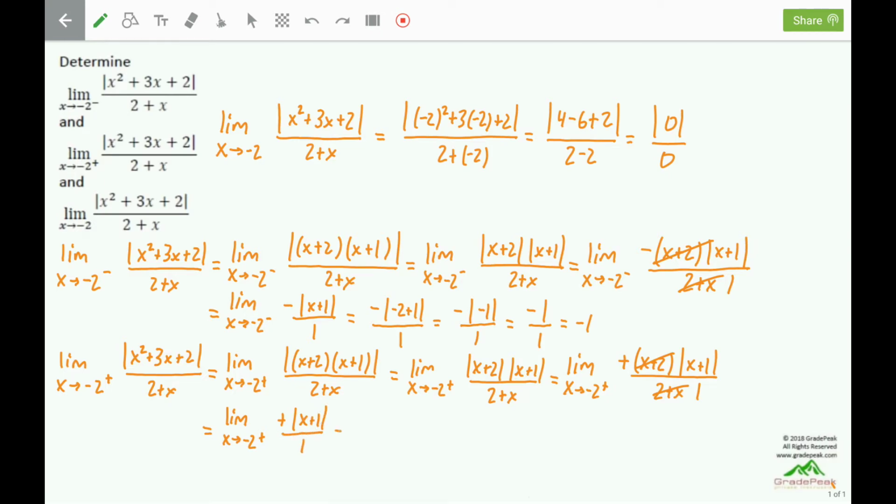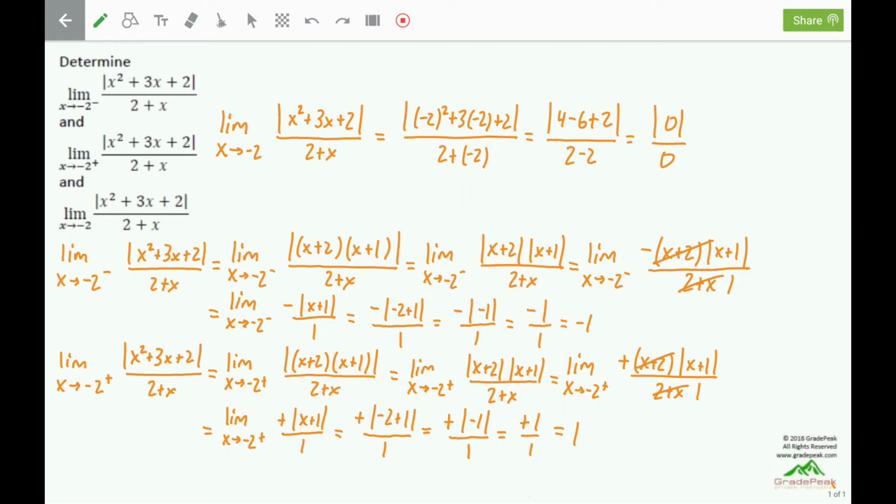over a 1. Since we no longer have the 0 over 0 indeterminate form, we can plug the negative 2 into the remaining x's. That'll give us a positive absolute value of negative 2 plus 1, all over a 1. Positive absolute value of negative 2 plus 1 is negative 1 all over 1. The absolute value of negative 1 is 1 with that positive, so we have positive 1 over 1, which comes out to 1.